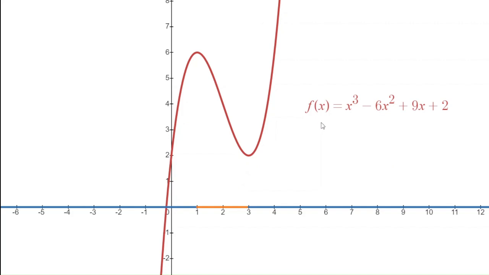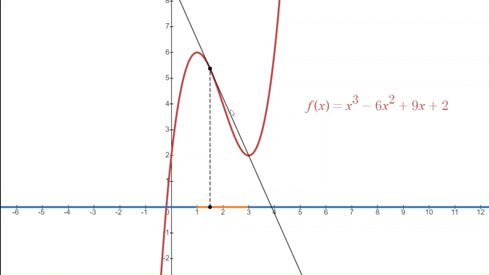Now, a question that we could ask though is, suppose I had just given you the formula for this function f of x and I had not drawn the graph. How could we tell just based on the formula where the function is increasing or decreasing? Well, the key thing to observe here is that at any point on this interval 1 to 3 where the function is decreasing, notice that the slope of the tangent line is negative.